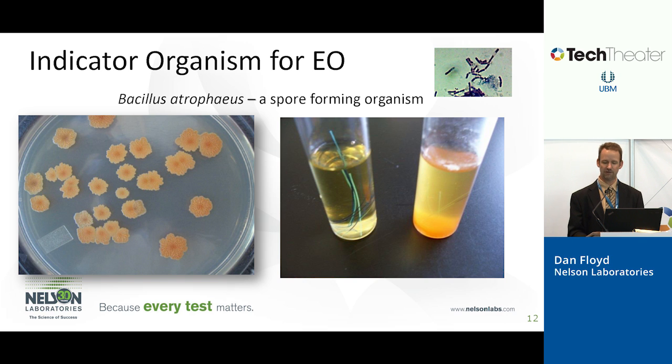So this is an organism called Bacillus atrophaeus. It's the indicator for ethylene oxide as well as dry heat sterilization. Every type of sterilization has its own indicator organism. Steam sterilization uses an organism called Geobacillus stearothermophilus. So with ethylene oxide, we use this particular one. It's a gram-positive spore-forming organism. Nice thing about it, it has orange pigmentation. So when you do the testing on it, it's very easy to see, just visually, if you have a true positive or if it's a contaminant from the testing process. So it makes it very easy to work with.